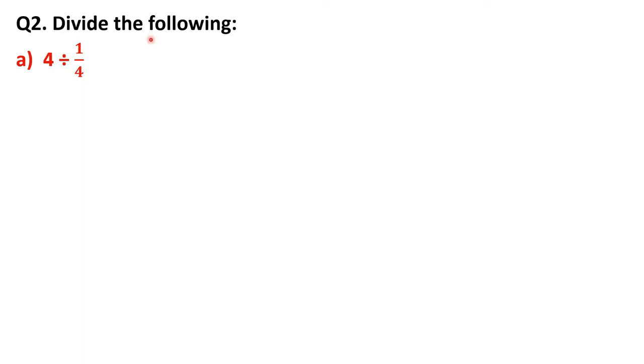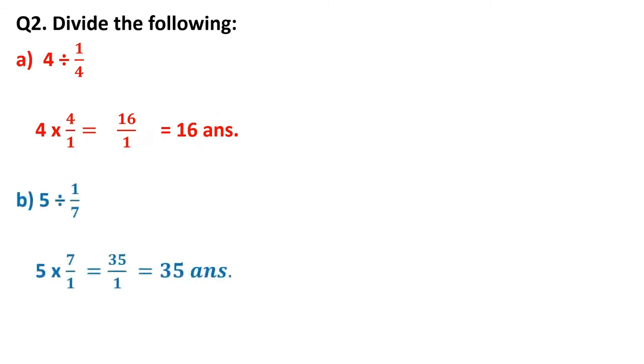Next question, divide the following: 4 divided by 1 by 4. The same thing, children. What we have to do, here we are not using the diagrams. We are changing the fraction into its reciprocal, and then we are solving it. So the reciprocal of 1 by 4 is 4 by 1, and this division sign will change to a multiplication sign. 4 into 4 will give you 16, and this one is written as the denominator, and 16 by 1 is 16 as the answer.